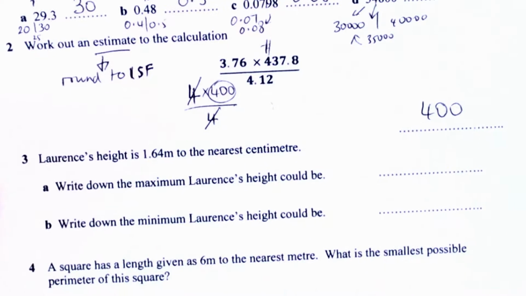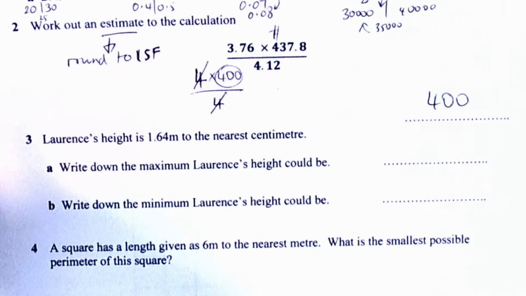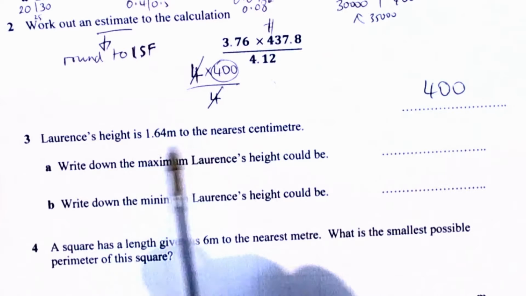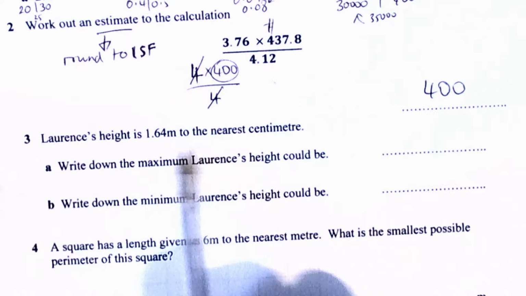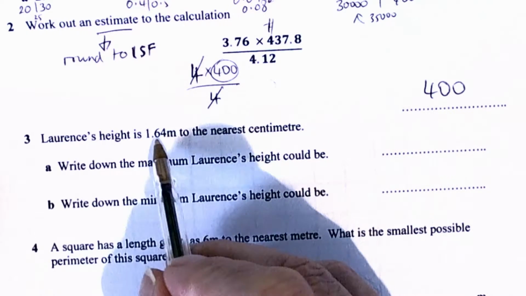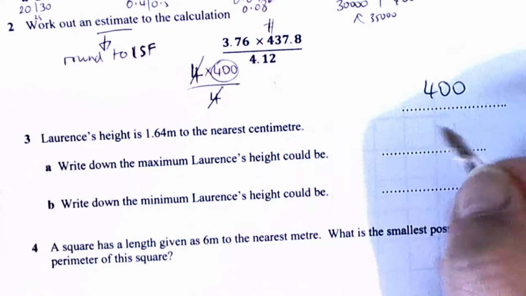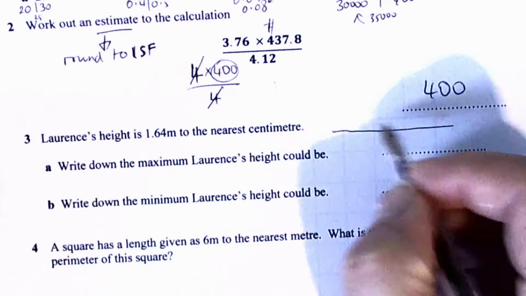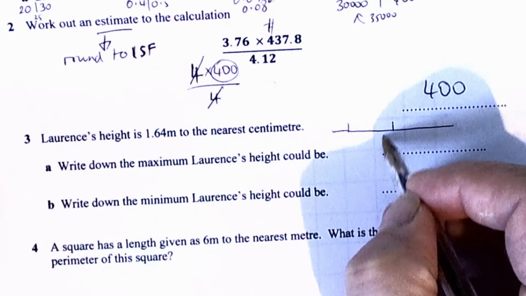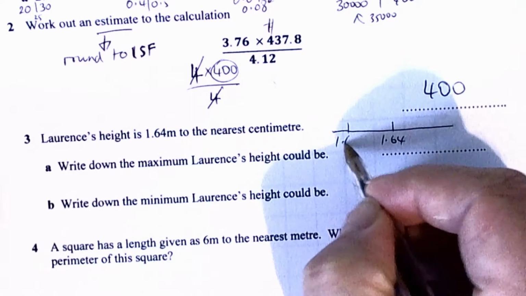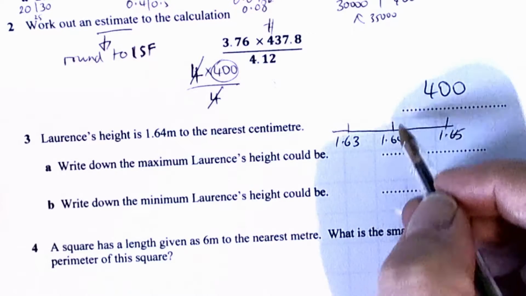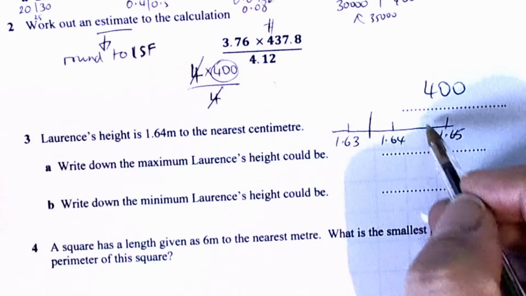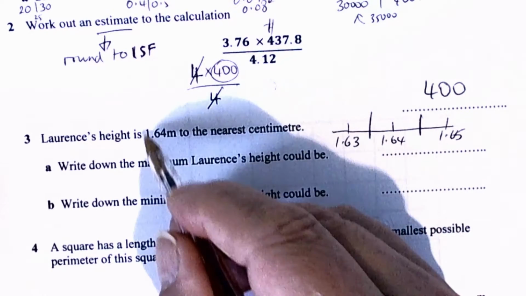This next question is asking us to think about what happens when we work with the nearest measurements. So it's about bounds and error intervals. So we look at this number 1.64. That means there was a kind of measuring scale going 1.63, 1.64, 1.65, and the actual measurement was given as 1.64.